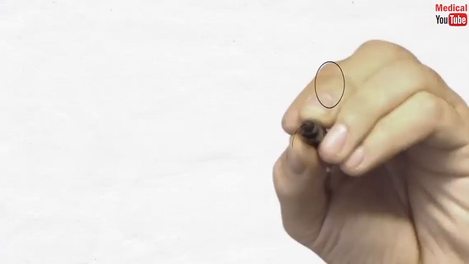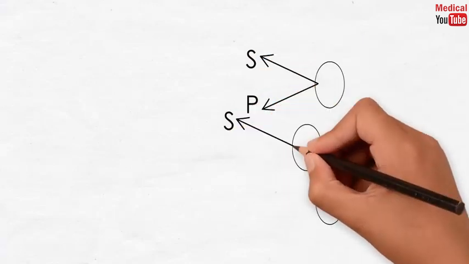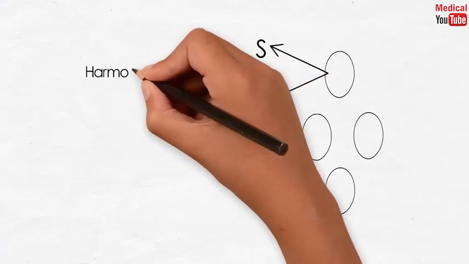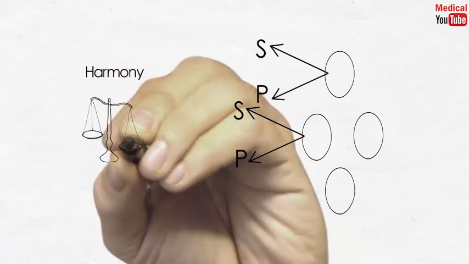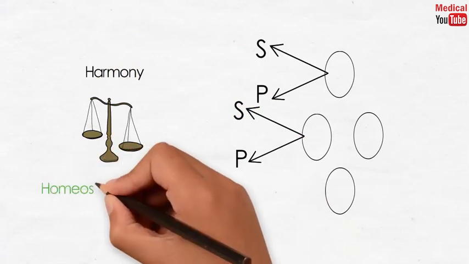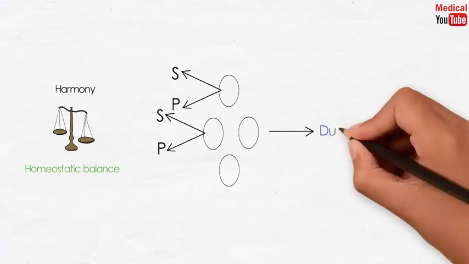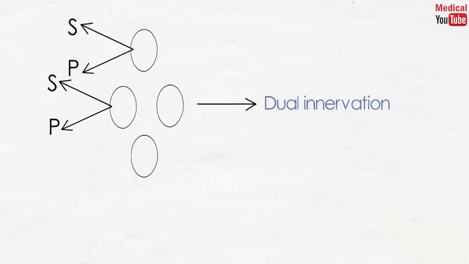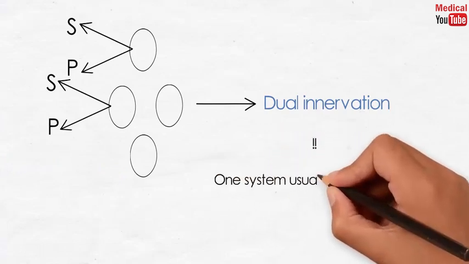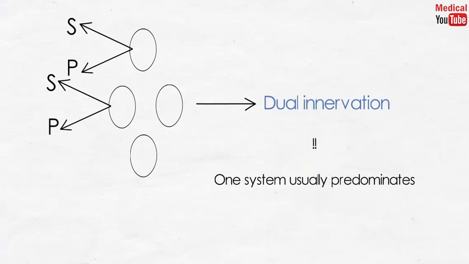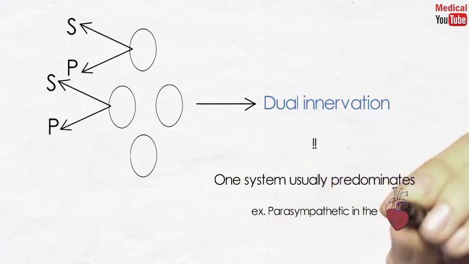Most organs are innervated by both divisions of the ANS, sympathetic and parasympathetic. They work in harmony together, keeping homeostatic balance by their opposite actions on the body. And this is called dual innervation. Despite this dual innervation, one system usually predominates in controlling the activity of a given organ. For example, in the heart, the parasympathetic division is the predominant factor for controlling rate.